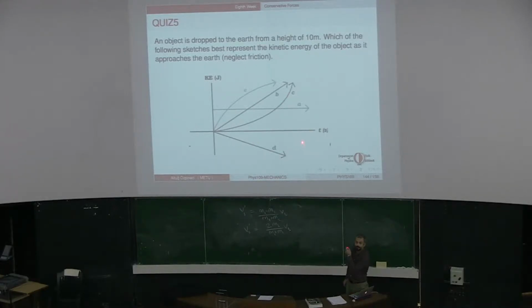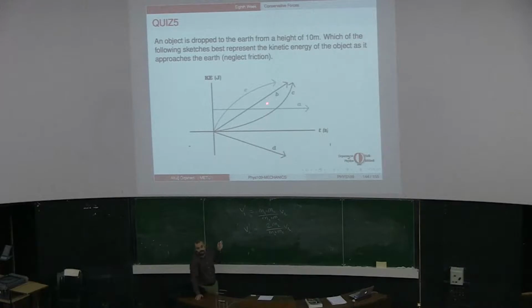It is C, because it is accelerating with constant acceleration, which means its velocity is a linear function of time. The velocity goes like t multiplied by some constant. The kinetic energy is proportional to the velocity squared, so it is proportional to t squared. It is this one.